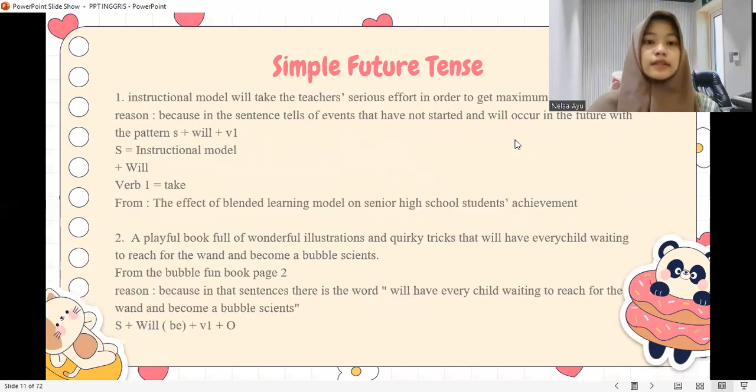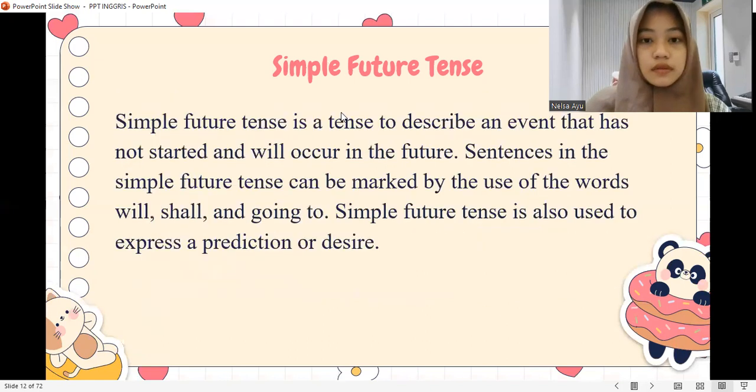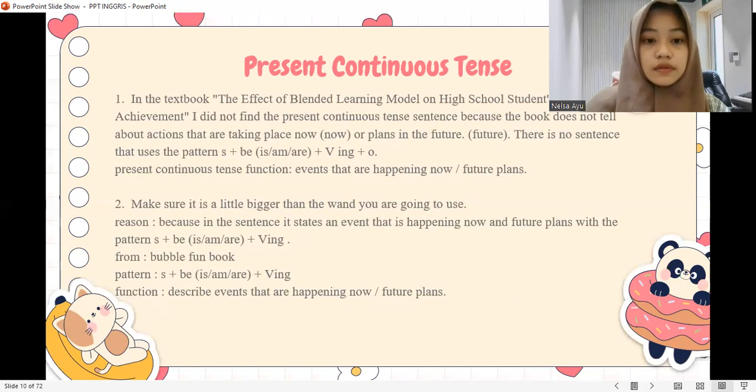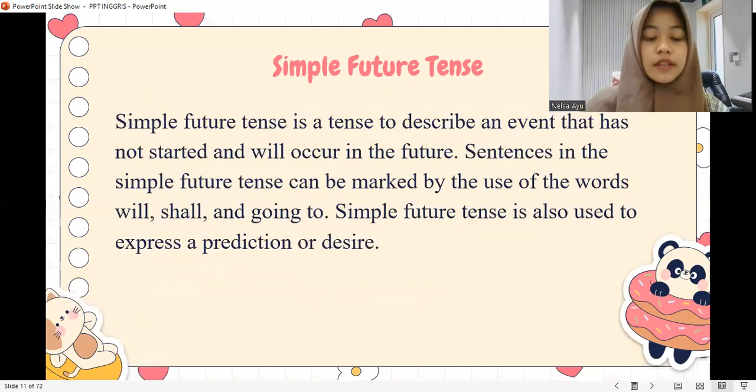Next, simple future tense. Simple future tense is a tense to describe an event that has not started and will occur in the future. Sentences in the simple future tense can be marked by the use of the words will, shall, and going to. Simple future tense is also used to express prediction or decision.